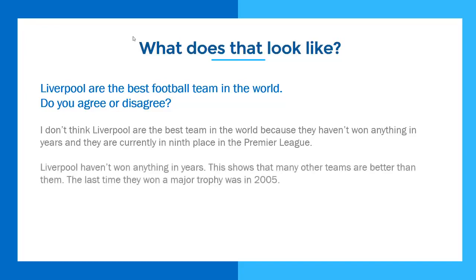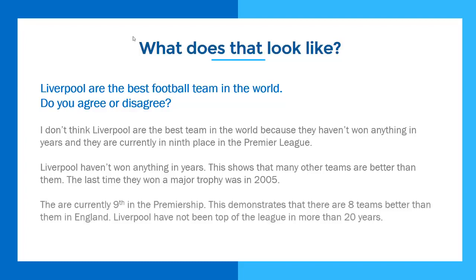So main body 1: Liverpool haven't won anything in years. That's the main point of the paragraph. This shows that many other teams are better than them. That's my explanation. The last time they won a major trophy was in 2005. That's my example. They are currently 9th in the Premiership. This demonstrates that there are 8 teams better than them in England. Liverpool have not been top of the league in more than 20 years.